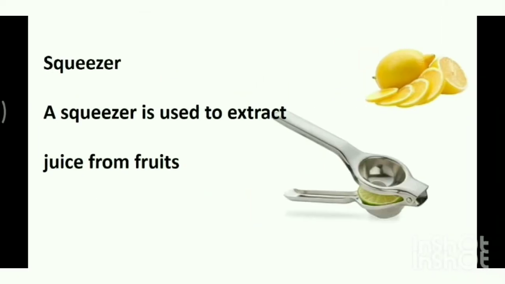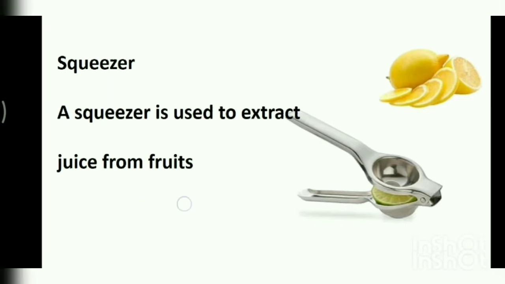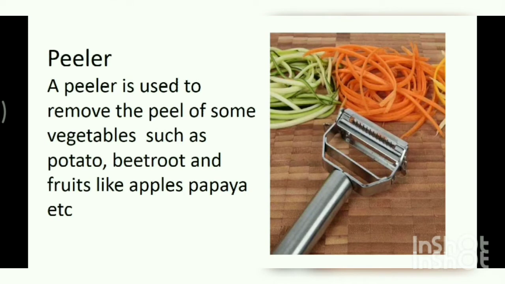A squeezer. This is a lemon squeezer, okay? A squeezer is used to extract the juice from fruits. It can be lime or a sweet lime or whatever. Now this picture you can see the object. What is the name of the object you see? It is called a peeler. What is a peeler used for?